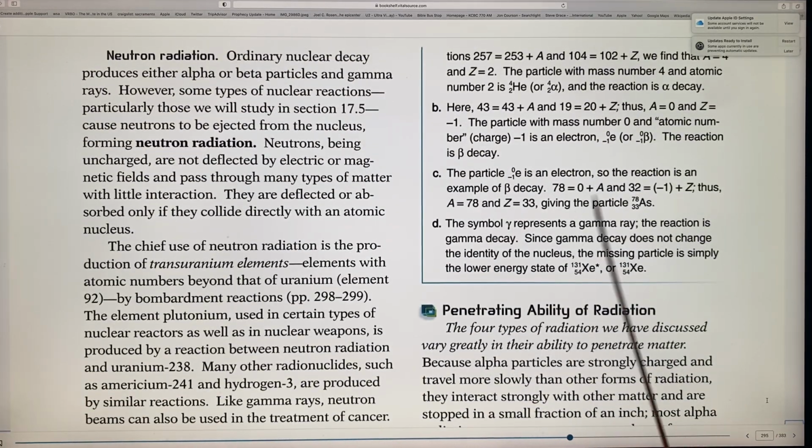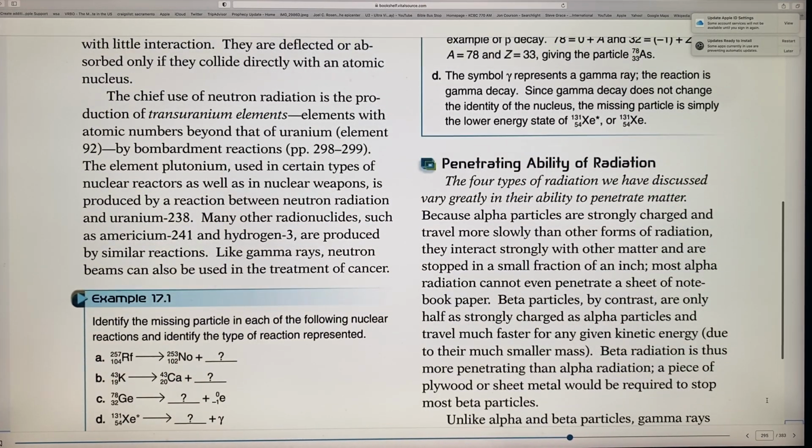So here we go, gamma rays. Since gamma rays do not change anything, the missing particle is simply a lower state of energy. So gamma rays right here, the xenon stays the same, only it's in a different state of energy. So, okay, let's stop there.